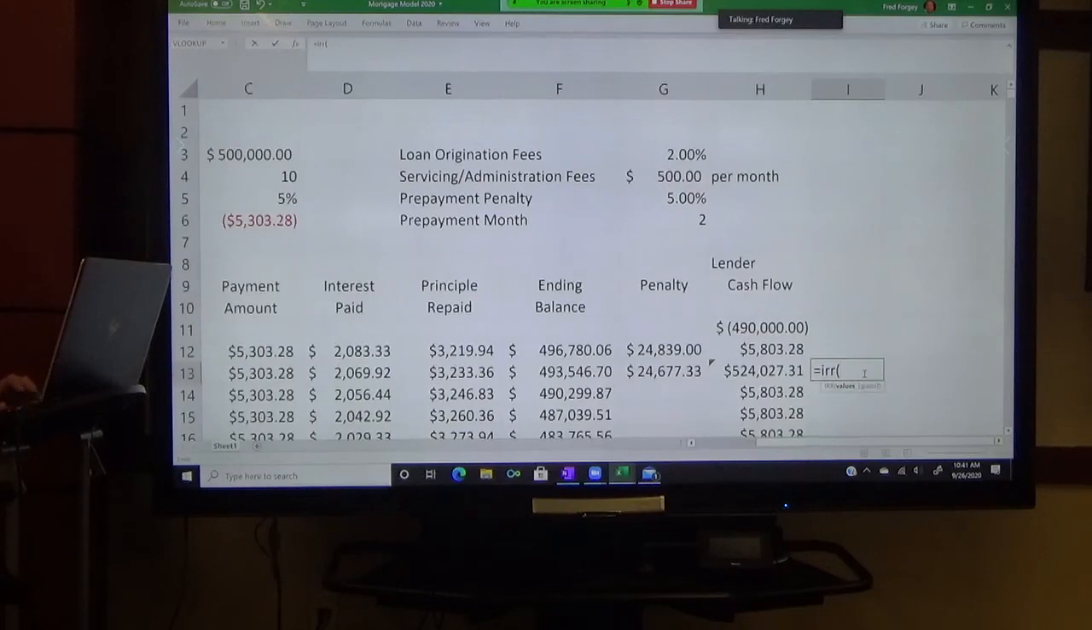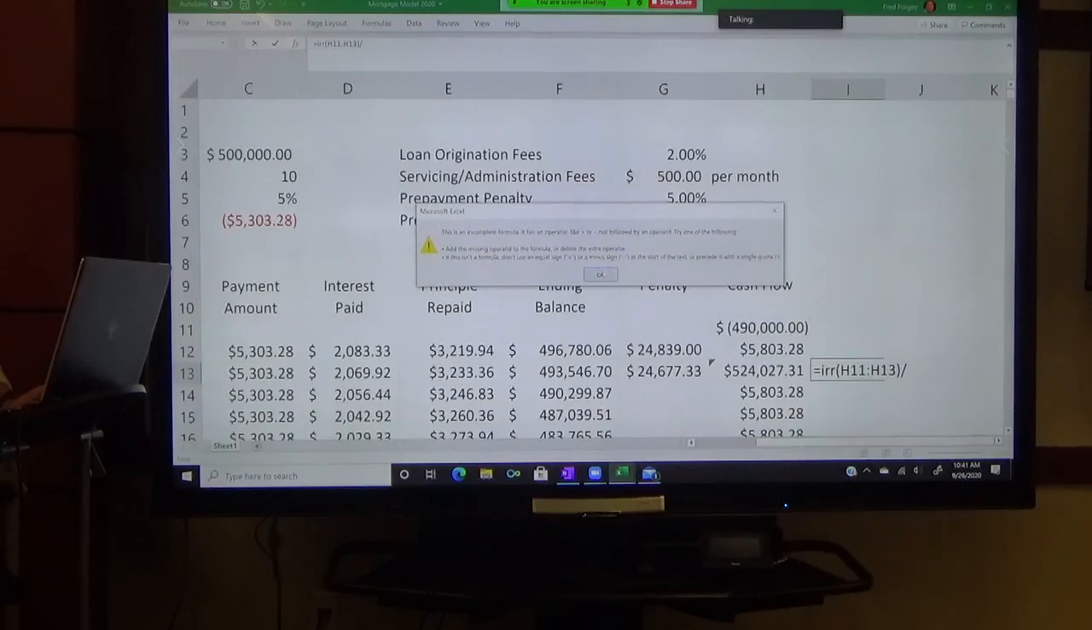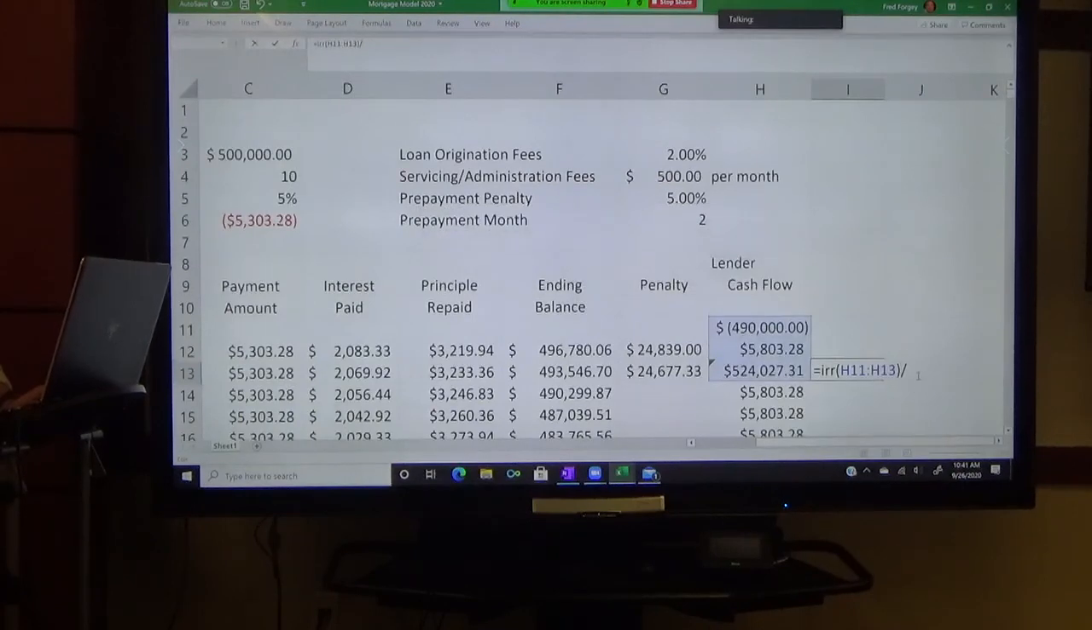Okay? So what we can actually do is use the internal rate of return function. I think we have to do it divided by 12. Divided by 12. And we have to make that a, let me see here.